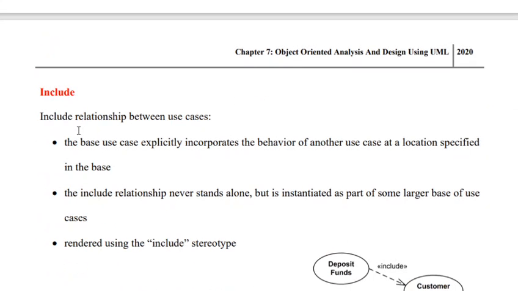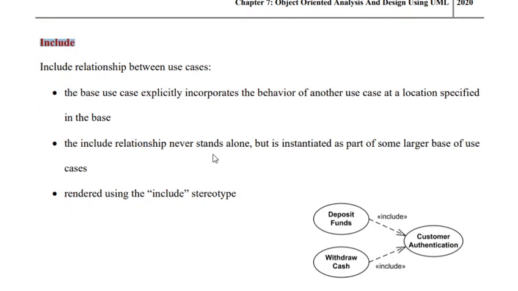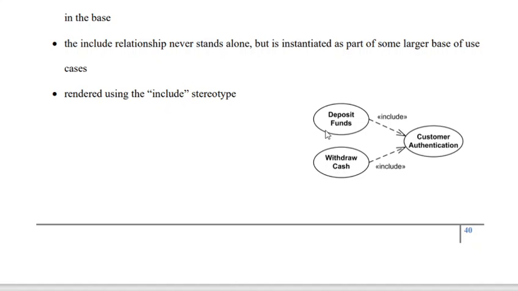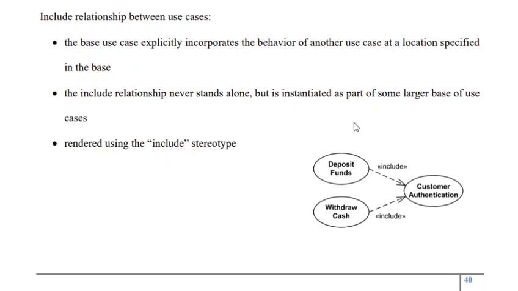So now let us try to discuss include relationship. You see here we have an example. So deposit fund includes customer authentication. Withdrawal cash includes customer authentication. That basically means include relationship between use cases implies that the base case explicitly incorporates the behavior of another use case. So include basically represents explicit incorporation of behavior of some other use case by the base case.